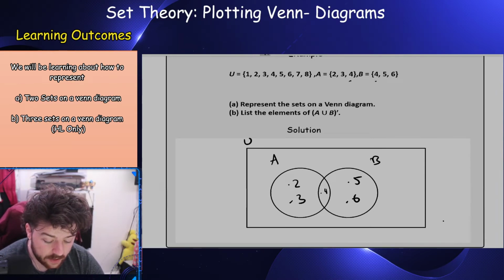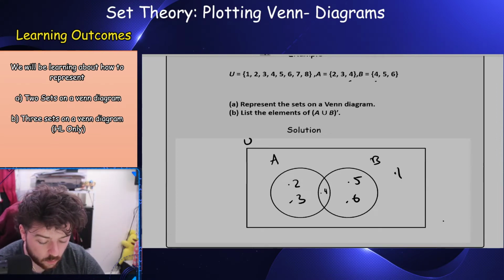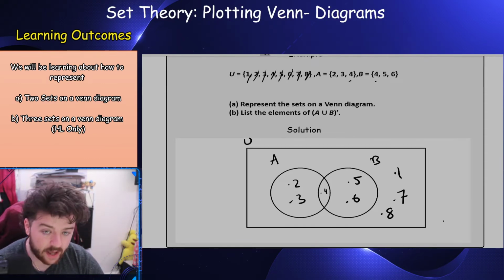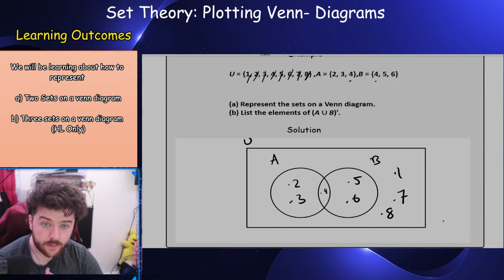So what elements are coming into the outside area? Let's have a look. Well, 1 is going to be here because 1 wasn't used in my universal set. 2 was used, 3 was used, 4 was used, 5 was used, 6 was used. 7 wasn't used, so 7 is going to be outside. And then 8 wasn't used, so 8 is going to be on the outside. And that's my Venn diagram listed out.